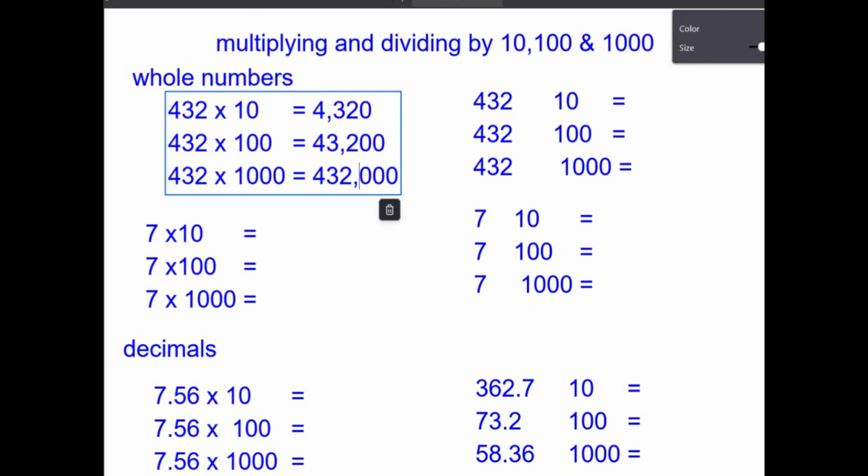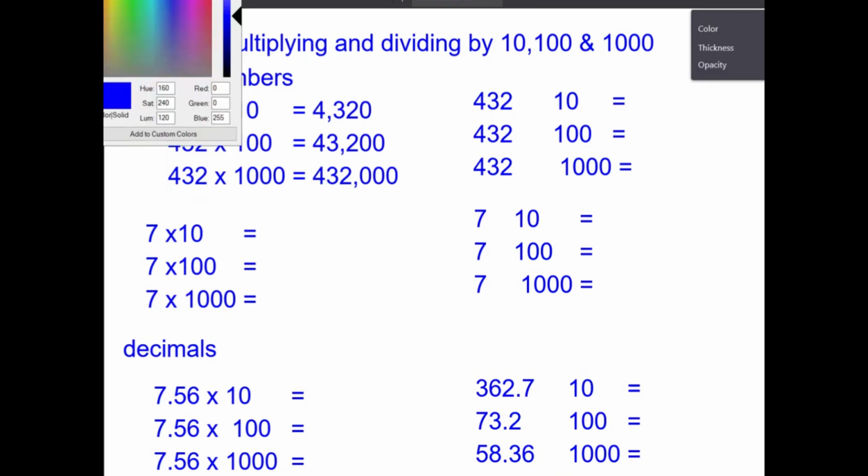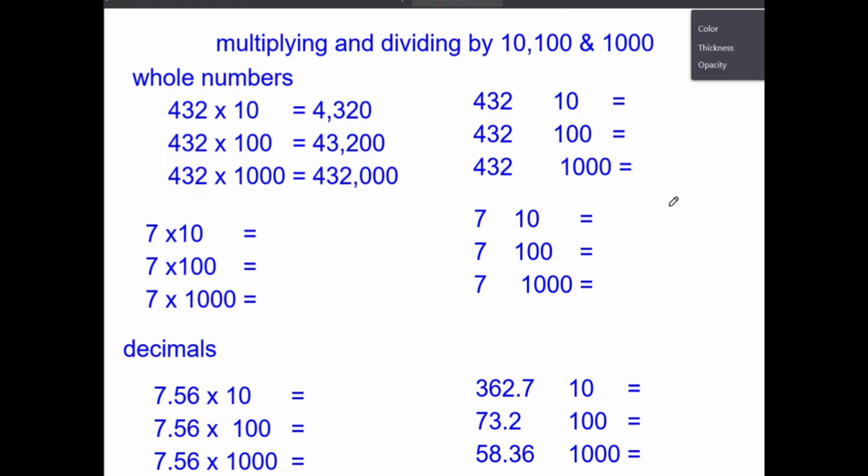When we divide by 10 or 100 or 1,000, for whole numbers, we're just going to add a decimal point. We put this decimal point according to the number of zeros in the number. We see how many zeros there are. When dividing by 10, that means we have one zero, so we put the decimal point after one digit. And when we divide by 100, we put the decimal point after two digits, and so on.